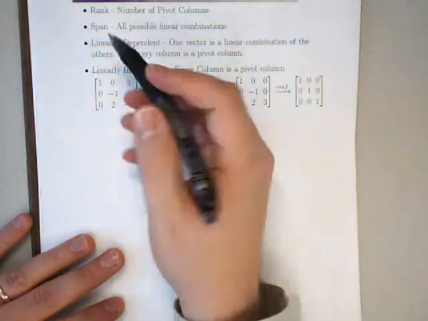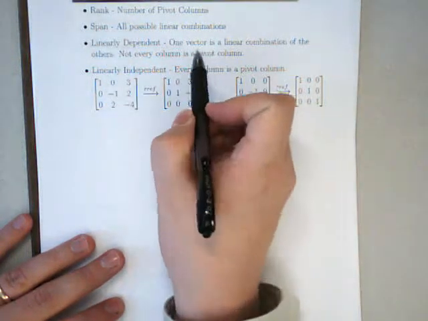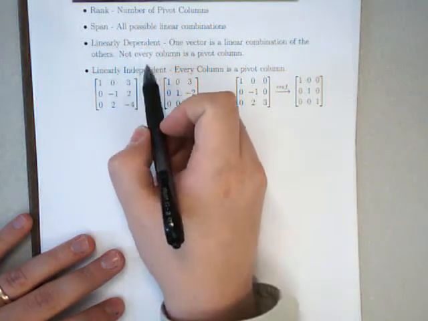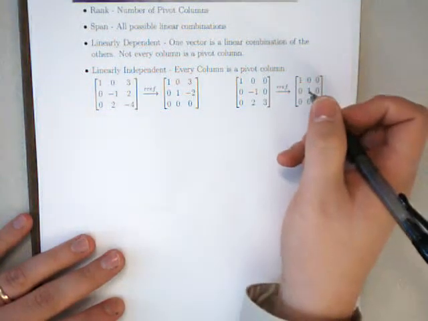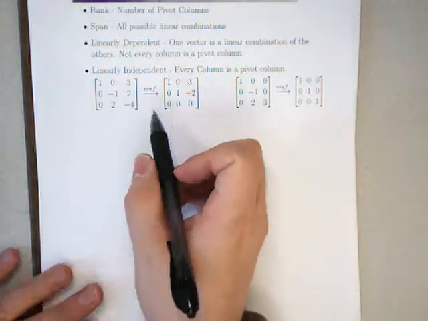In this screencast, we're going to talk about the rank of a matrix, the span of some columns of a matrix, and the ideas of linearly dependent and independent. We're going to do it with two examples. We'll start with this matrix right here.